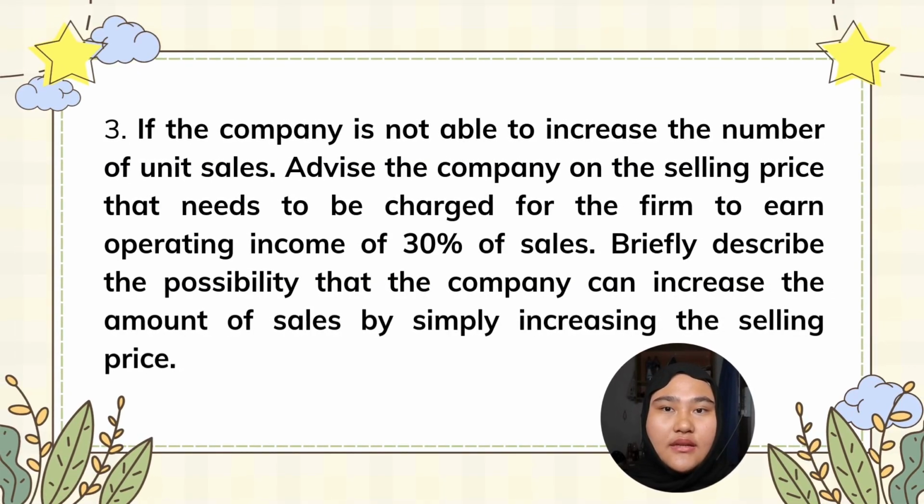Okay, I will explain the third question. The question is, if the company is not able to increase the number of units sold, advise the company on the selling price that needs to be charged for the firm to earn operating income of 30% of sales. Briefly describe the possibility that the company can increase the amount of sales by simply increasing the selling price. This question explains how a company can achieve an operating income of 30% of sales when the number of units sold cannot be increased.